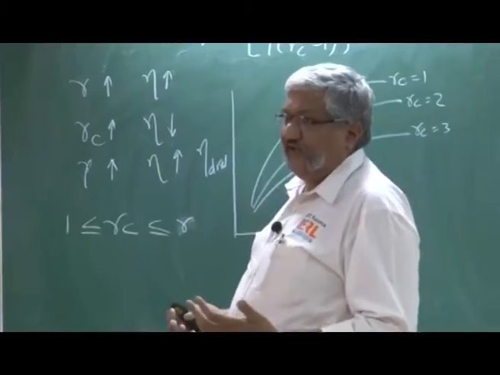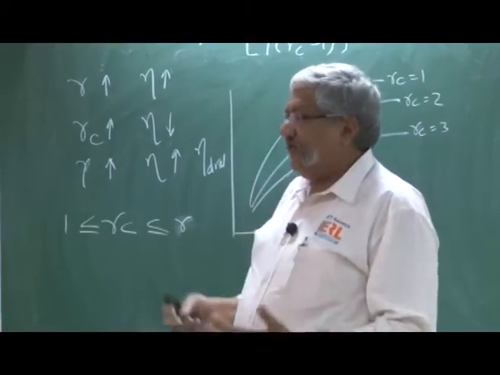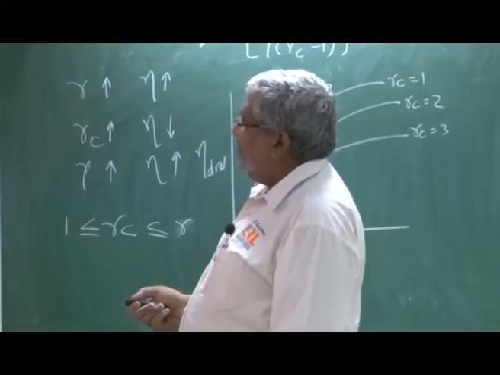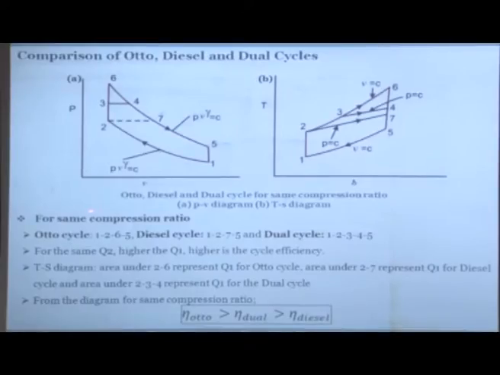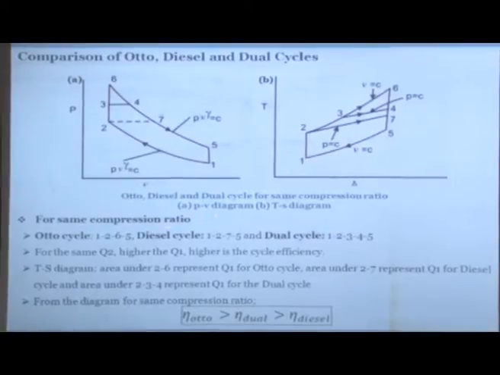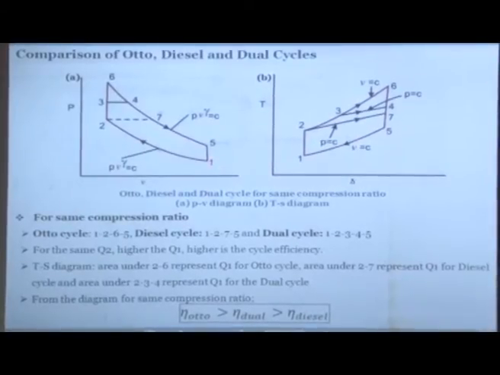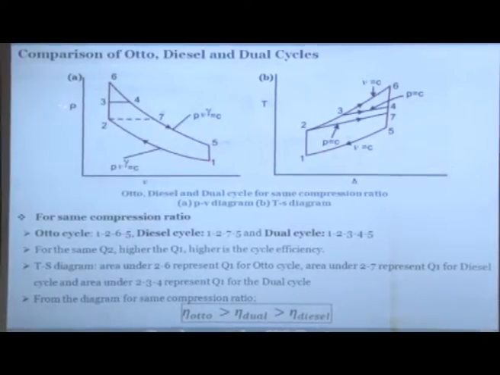So, if we compare, this is one question that is very often asked in all competitive exams, that you compare different types of cycles, which one is more efficient using a certain criteria. For example, if we want to compare these 3 cycles, Otto cycle, diesel cycle and dual cycle, for the same compression ratio. Same compression ratio means your points 1 and 2 will be the same for both, and the diesel cycle will be 1, 2, 7, 5, 1. The Otto cycle will be 1, 2, 6, 5, 1. The dual cycle will be 1, 2, 3, 4, 5, 1.